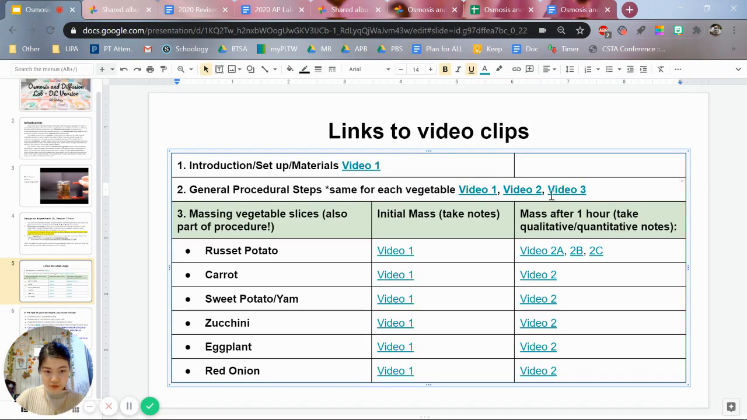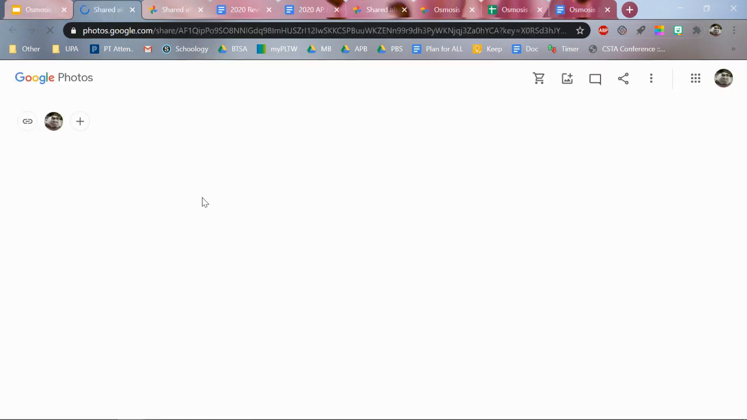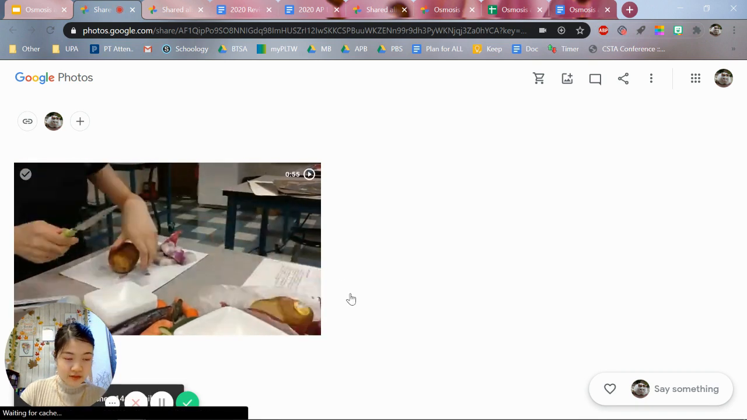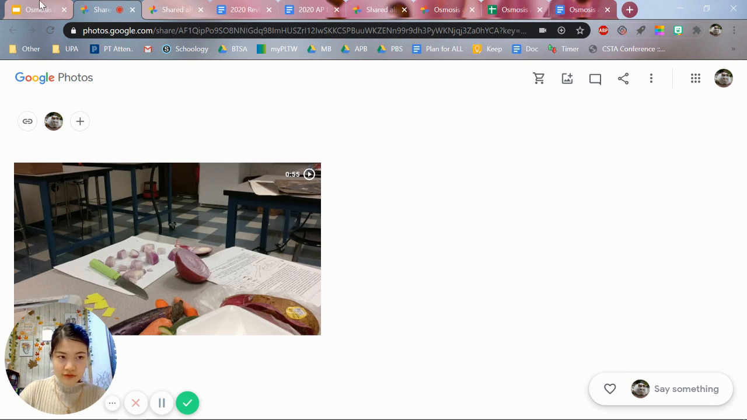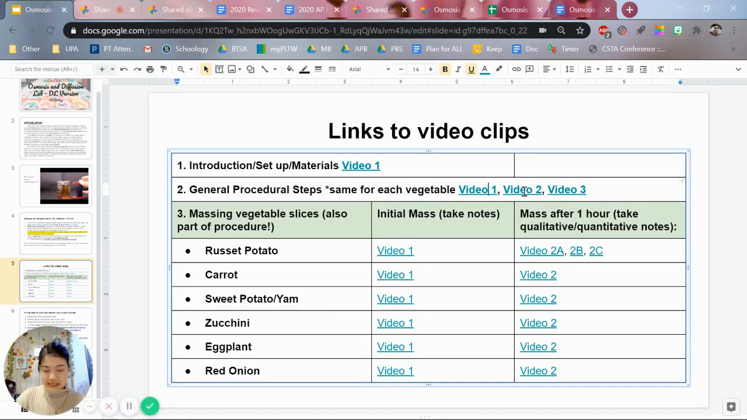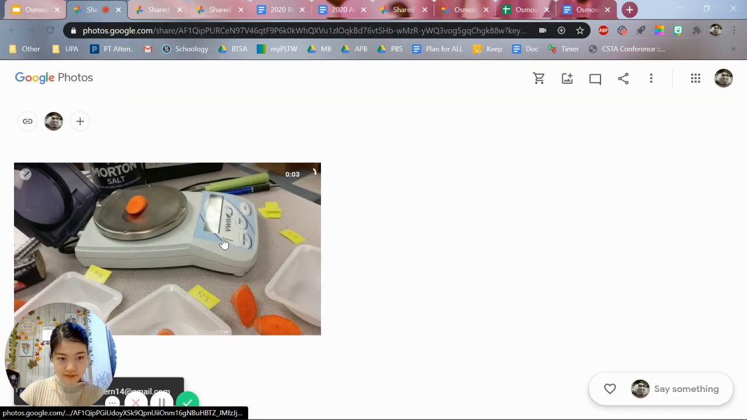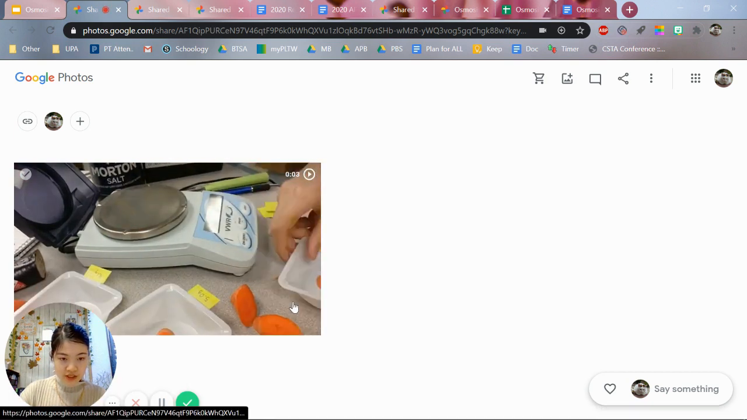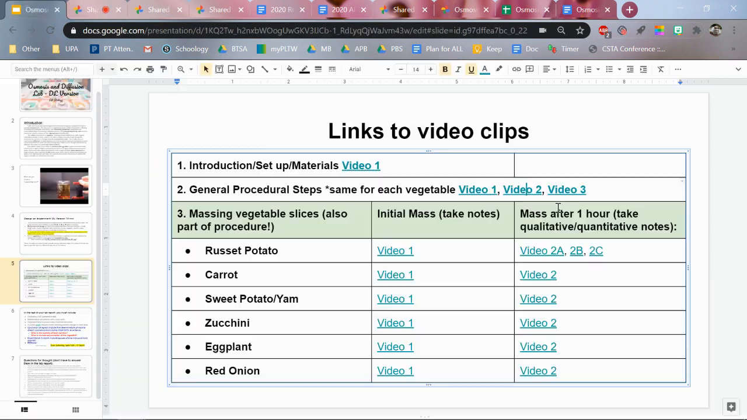Here I have my videos for the general procedural steps. The first video only shows one vegetable, and it's like 55 seconds showing me cutting the vegetables, so it's the same process for all the vegetables: you cut them. And the second video shows me weighing each of the slices and writing down how much they weigh. All of their initial masses I put down and then taped onto a weigh boat just so I could keep track of everything.